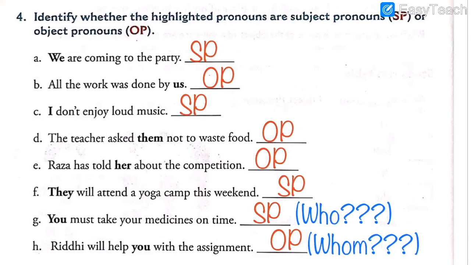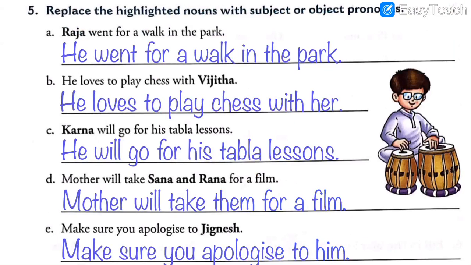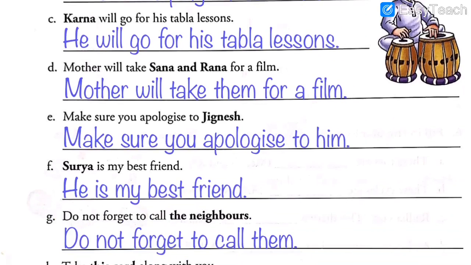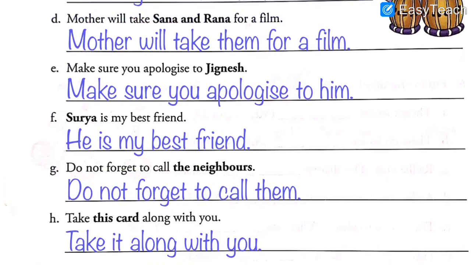Today we also solved exercise number 4. We differentiated between subject pronouns and object pronouns. Also I told you the two keywords, who and whom. When you ask the question who, you get the answer for subject pronouns. When you ask the question whom, you get the answer for object pronouns. Based on the same concept, we solved exercise number 5. In today's lecture, these two exercises are really important.